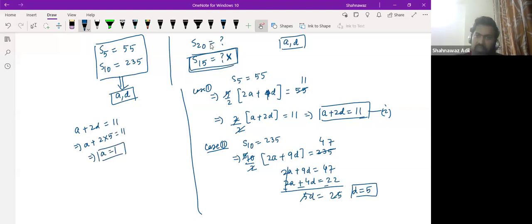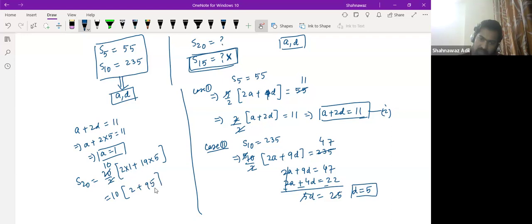So we can directly calculate S20, right? S20 would be 20 by 2 into 2a plus 19d. A is 1 and d is 5. So this is 10 into 2 plus 95, which is 970. This is S20, right?